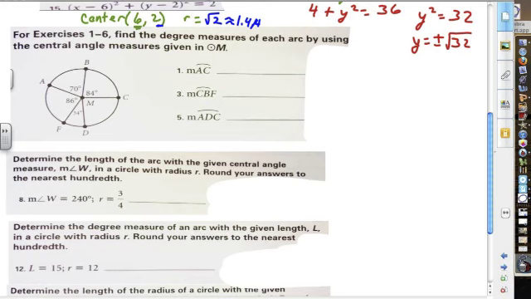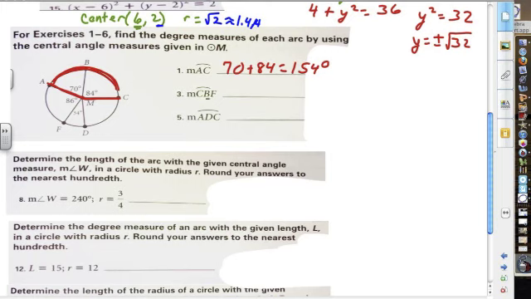Now, let's get down to the other stuff. Find the degree measure of each arc by using the central angle to give the measure. So, I want to find the measure of arc AC. That's this arc right here. That has to be the measure of its central angle. Well, here's its central angle. It's those two added together. So 70 plus 84 gives me 154 degrees.